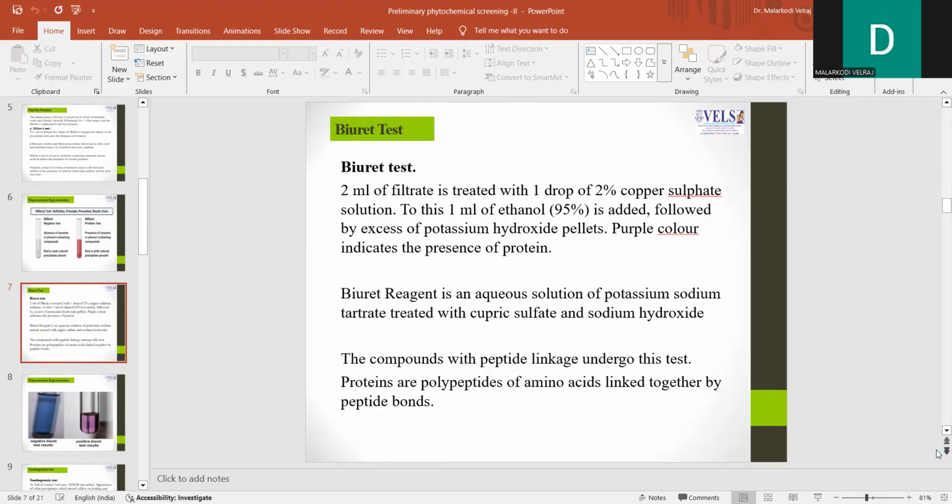Biuret test. To 2 ml of filtrate, add 1 drop of 2% copper sulfate solution, and to this add 1 ml of ethanol, followed by an excess of potassium hydroxide pellets. A purple color indicates the presence of protein.